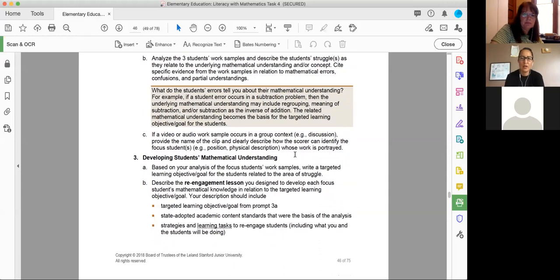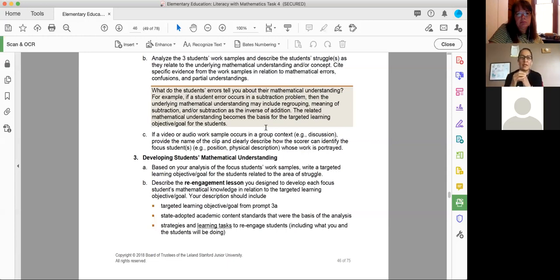So as it says here in this highlighted section, what do the errors tell you about their mathematical understanding? You're looking at one issue that you found in all 3 of those samples, right? So it might be all focused on that procedural knowledge again. So maybe they were doing well on the conceptual, they were doing well on the problem solving, but now it's that procedural where something is happening and you saw it in that pattern. And now you're using these 3 work samples to help you explain it a little more in depth, okay? So that one specific problem.